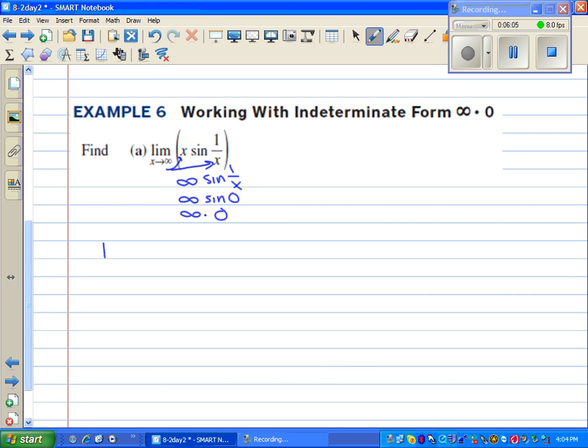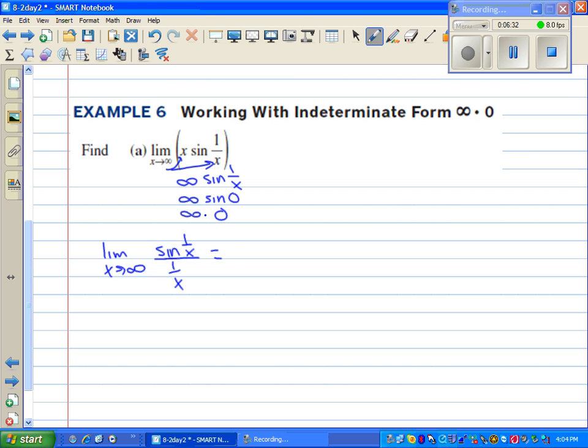We have the limit as x approaches infinity, and in this case I want to create a fraction, and we can create a fraction by writing this as the sine of 1 over x, over 1 over x. Now imagine what would happen if we multiplied the top and bottom by x here. It would go right back to where we began. So I've changed what it looks like, but the value has not changed at all.